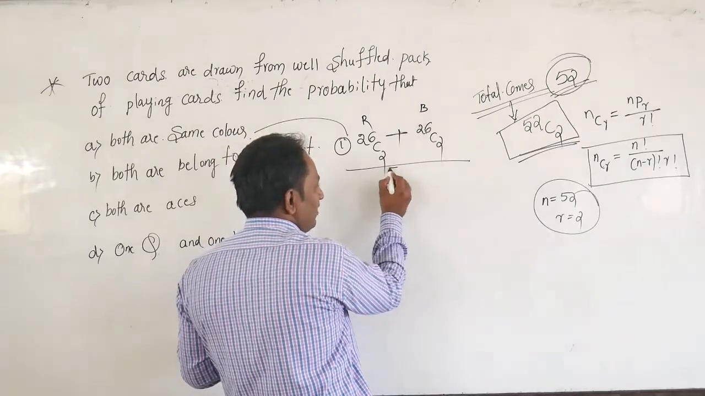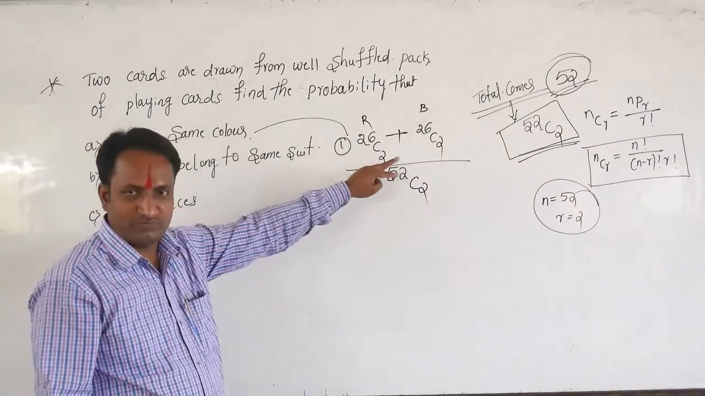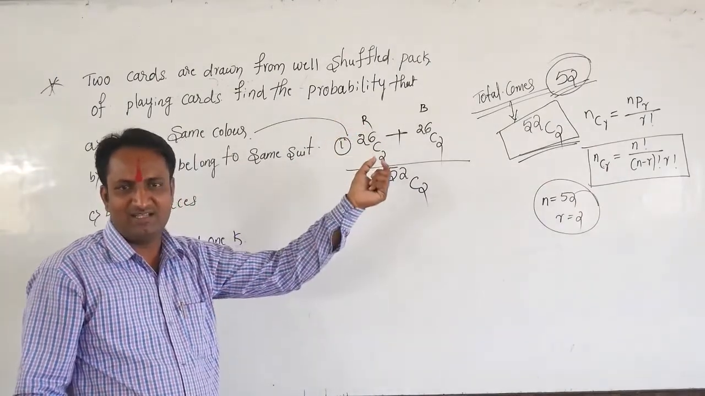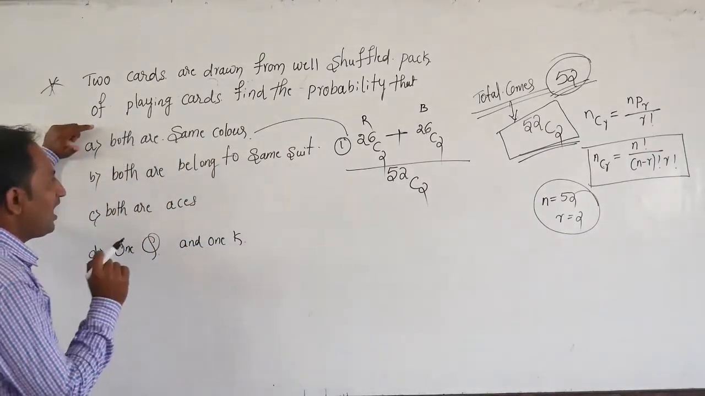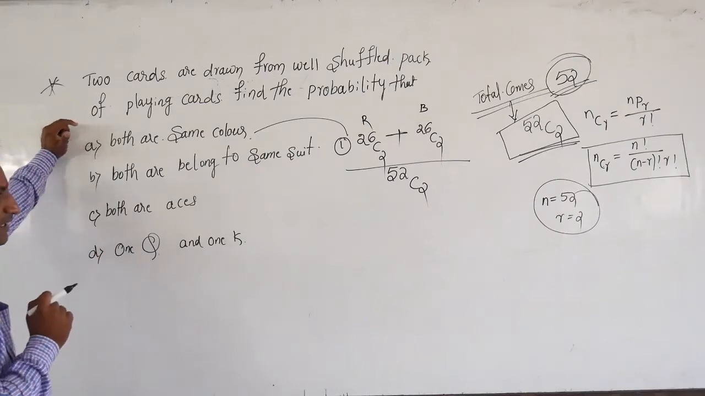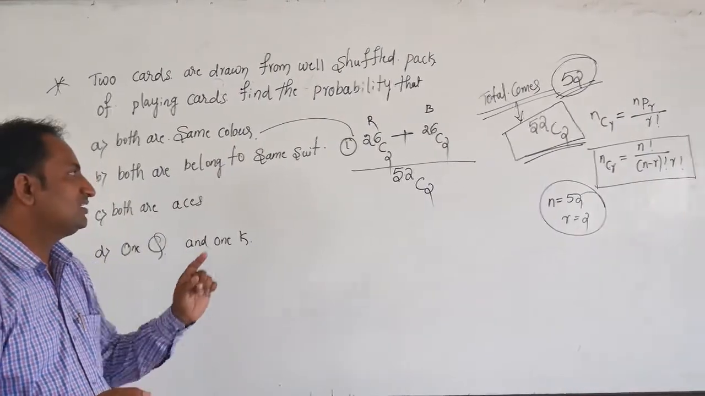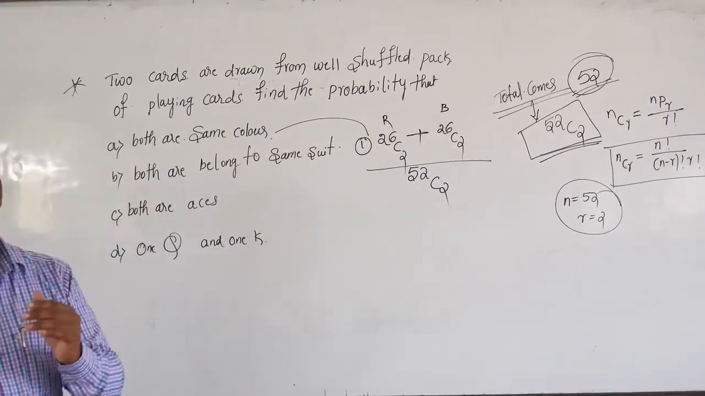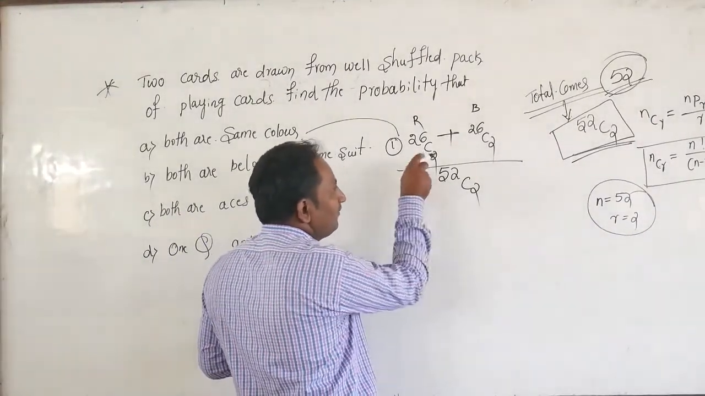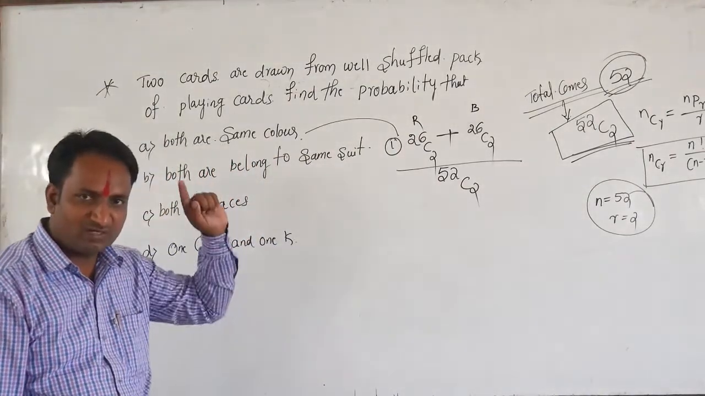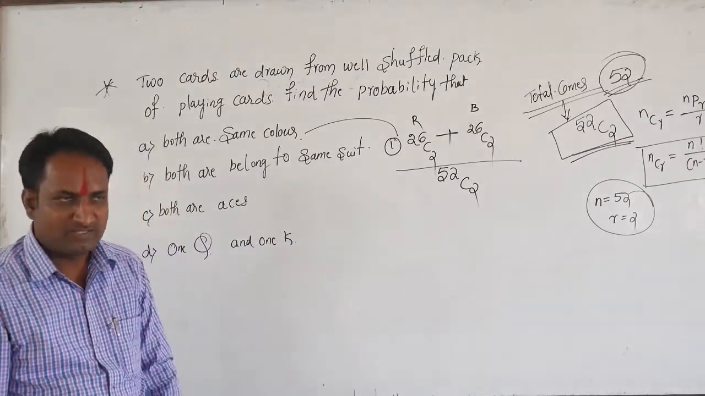The total outcomes are 52C2. Solving these and dividing them, we get the result. For the first one, both are the same color: the pack of 52 cards has 26 red and 26 black. That's why 26C2 plus 26C2 for the red section as well as the black section, divided by the total outcomes 52C2.